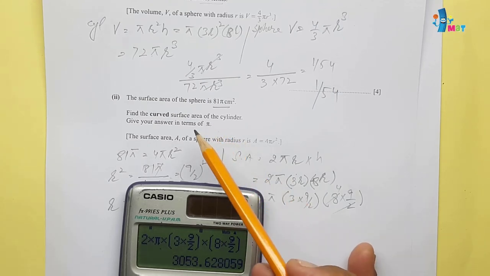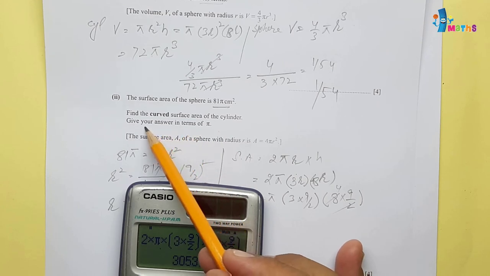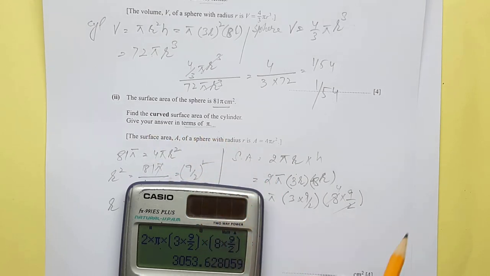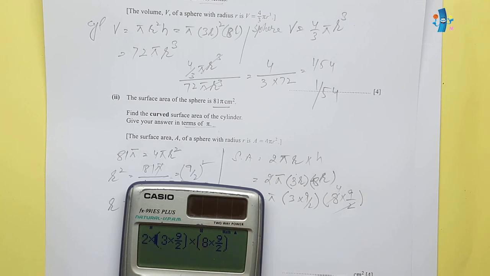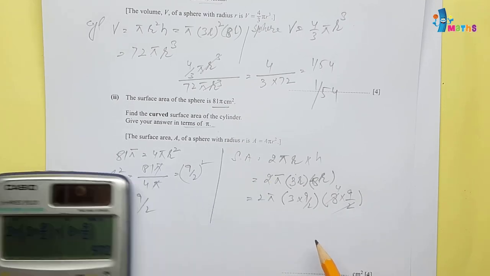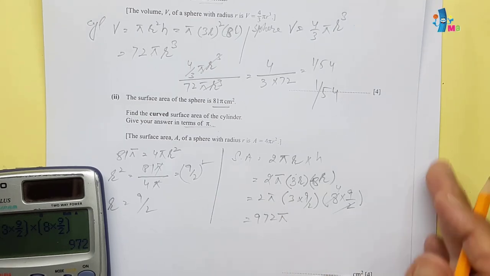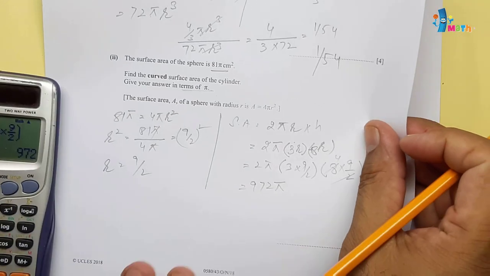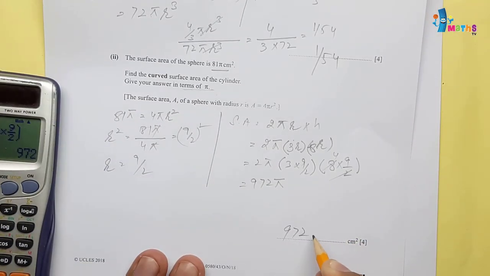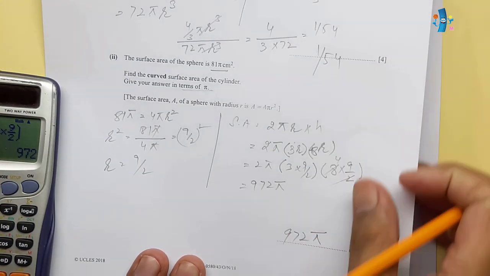3053.62, but they are saying in the question that we need to give the answer in terms of pi. So what I will do, I will remove pi from here so that we get the answer in terms of pi. The rest of the calculation will result in 972. So our answer will be 972 pi. We'll write here the answer at the proper location, 972 pi.